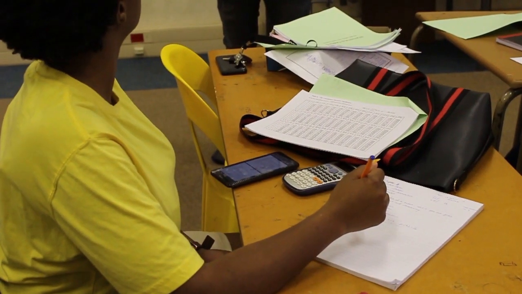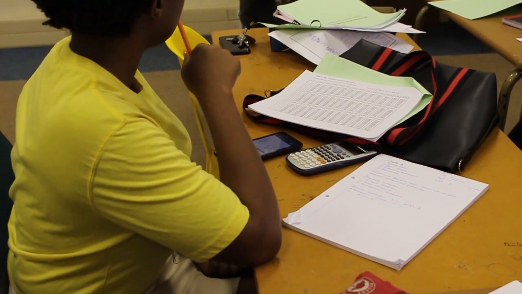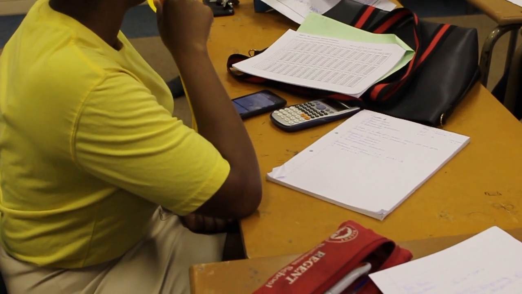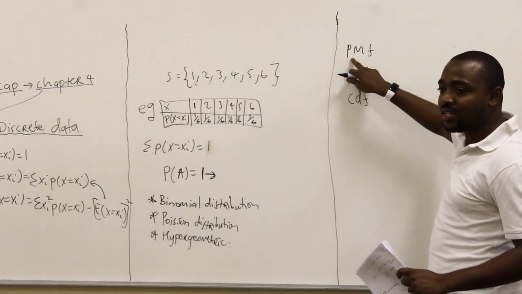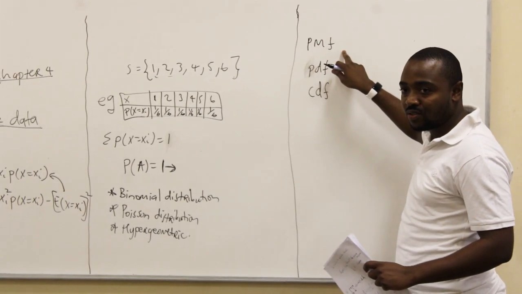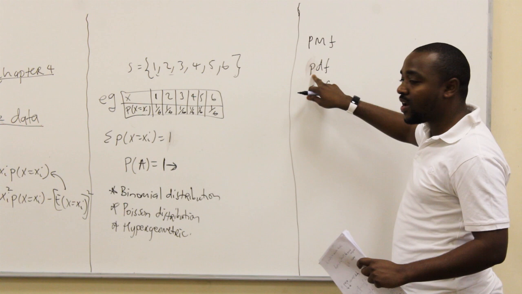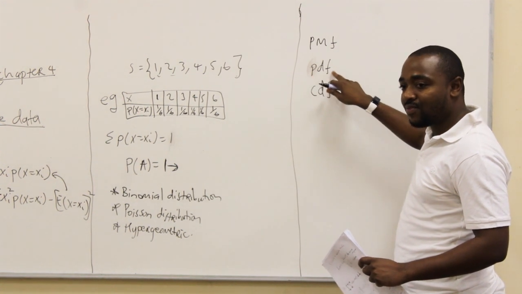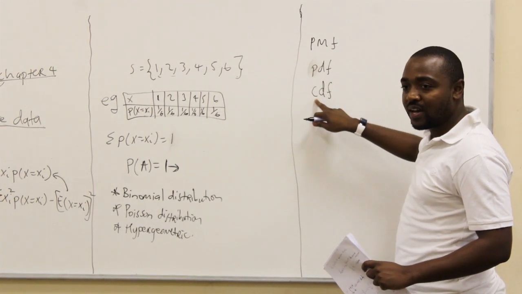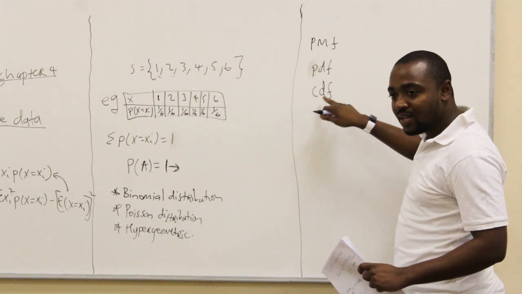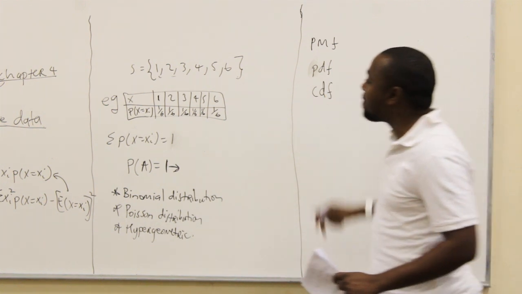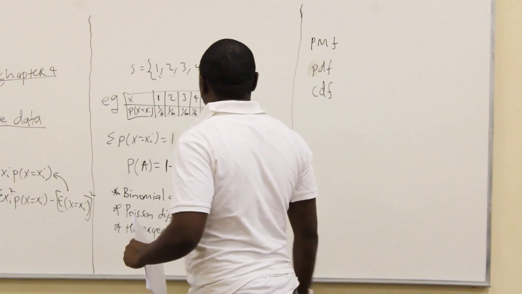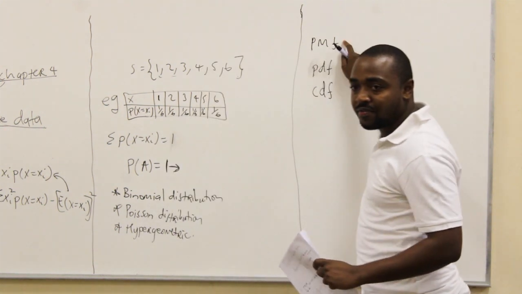You've got a PMF. What is a PMF? This is the probability distribution, but this one is referred to as the probability mass function. This one is referred to as the probability density function. This one is referred to as the cumulative distribution function. So how do you see a PMF?